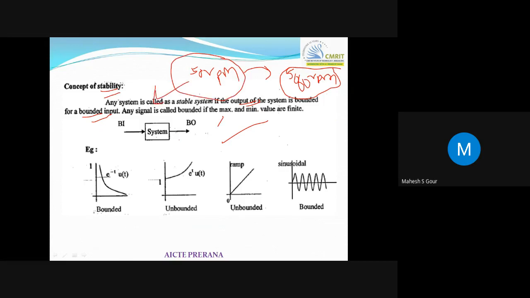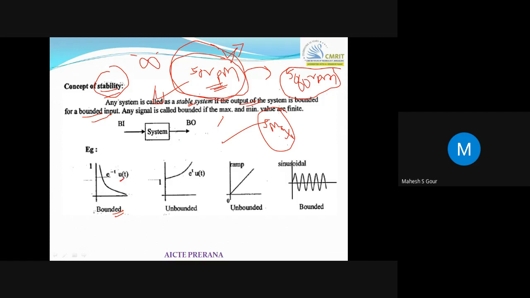If I run for even infinite time, if I keep the fan at maximum speed, it should always produce 50 rpm. If it is designed for 50 rpm maximum speed, it should run at 50 rpm even if I run for infinite time. If it runs like that, then we'll say that the system is stable. These are the examples we study in your signals and systems also.